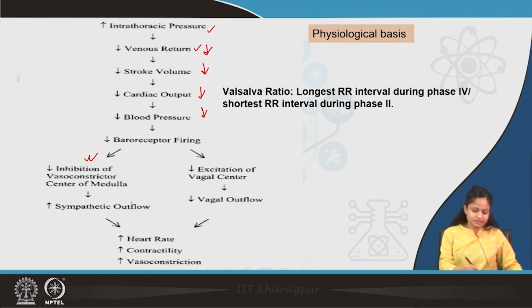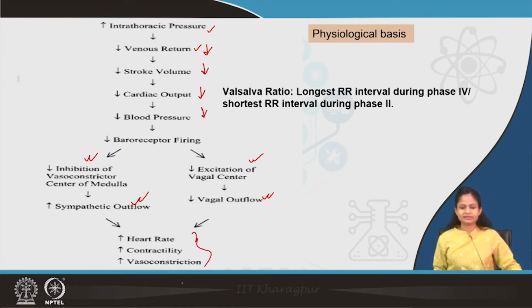So, there is increased sympathetic outflow, and also there is decreased inhibition on the cardiac inhibitory center. So, there is decreased vagal outflow, or vagal withdrawal is occurring, which is causing the increased heart rate, increased contractility, increased vasoconstriction, and increased blood pressure or rise in the mean arterial pressure.